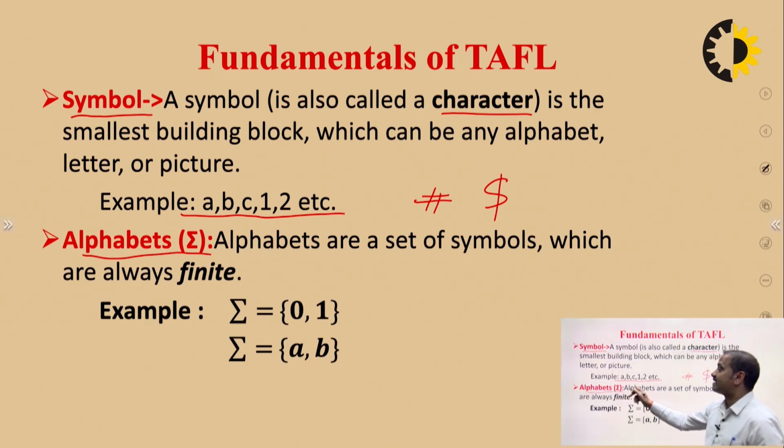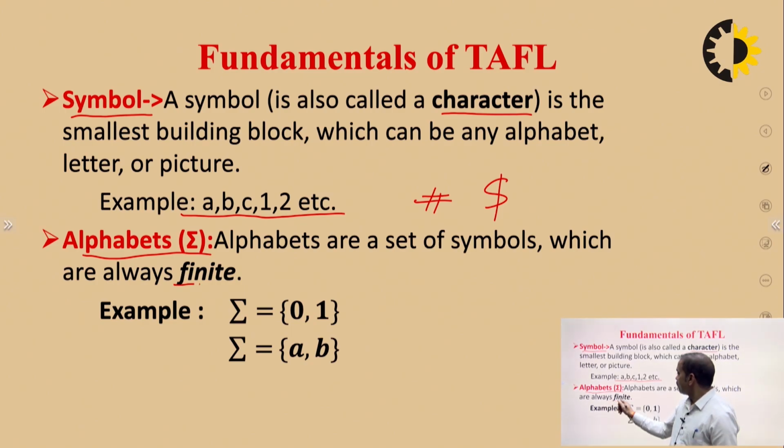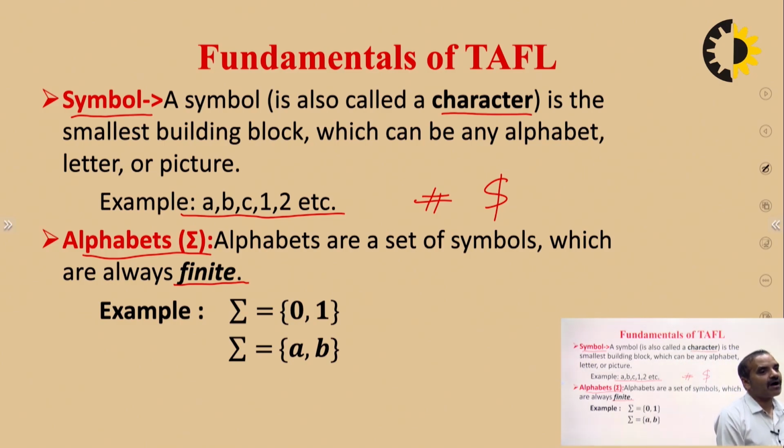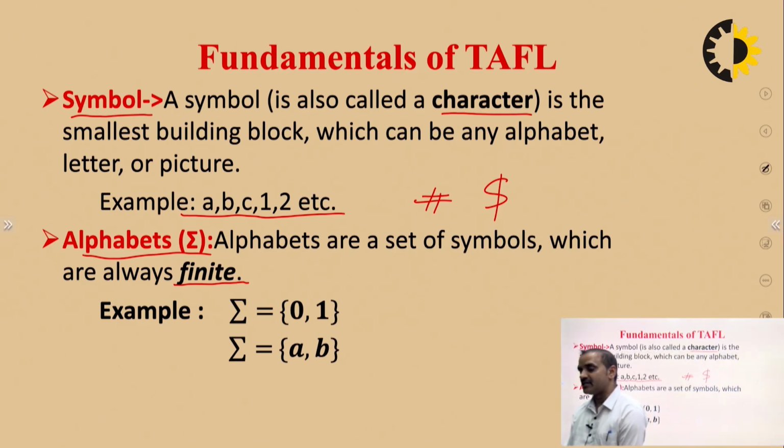Now, the next one is the alphabet. It is a set, which is denoted by sigma. That is also called input alphabets. Alphabets are a set of symbols which are always finite. Finite means we have a machine and a given language, and by using that machine, we have to process the given language.